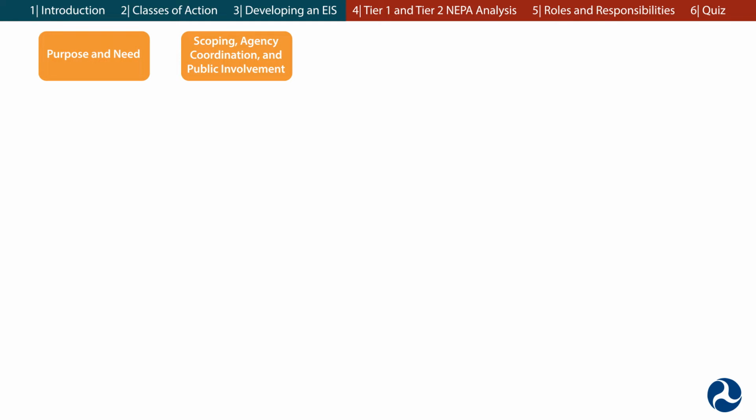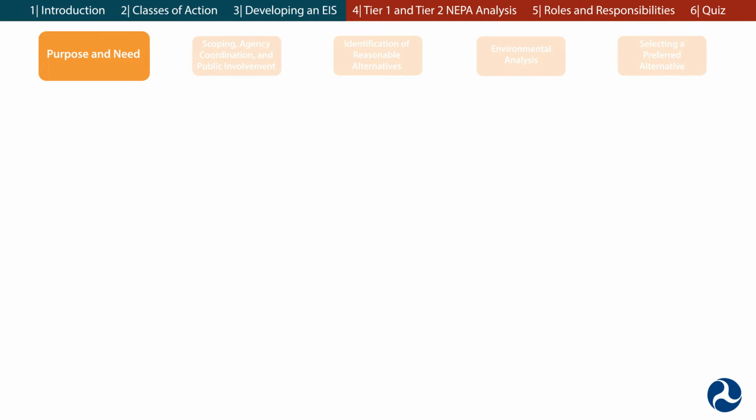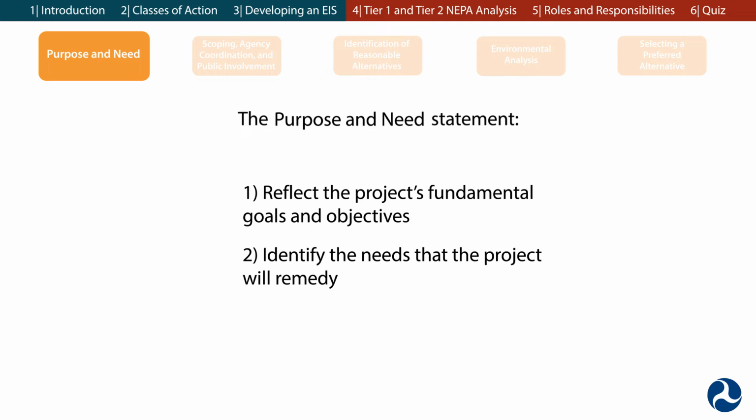The 5 elements of an EIS are purpose and need, scoping, agency coordination and public involvement, identification of reasonable alternatives, environmental analysis, and selecting a preferred alternative. We will now go through each of these elements step by step. First is purpose and need. The purpose and need statement should reflect the project's fundamental goals and objectives, and it should identify the needs that the proposed project will remedy.